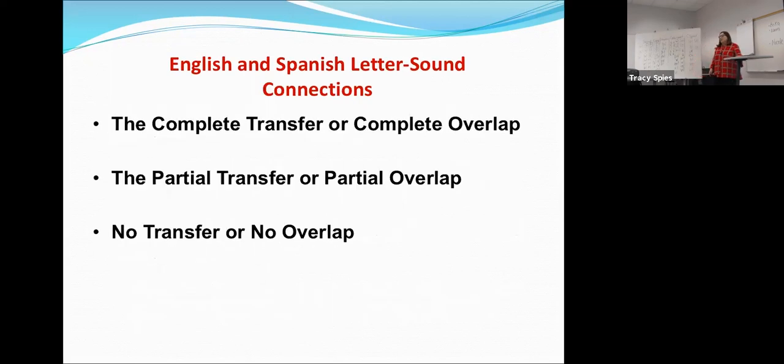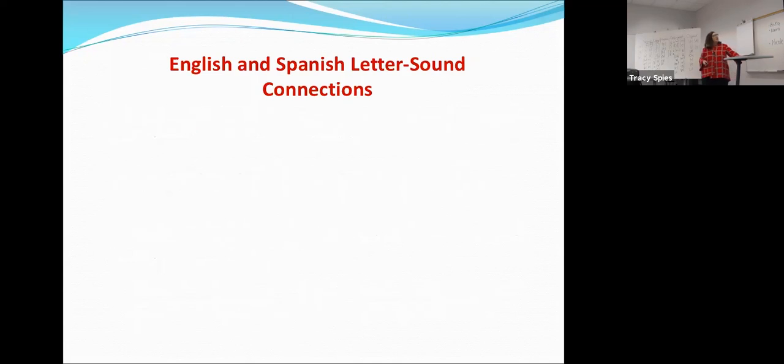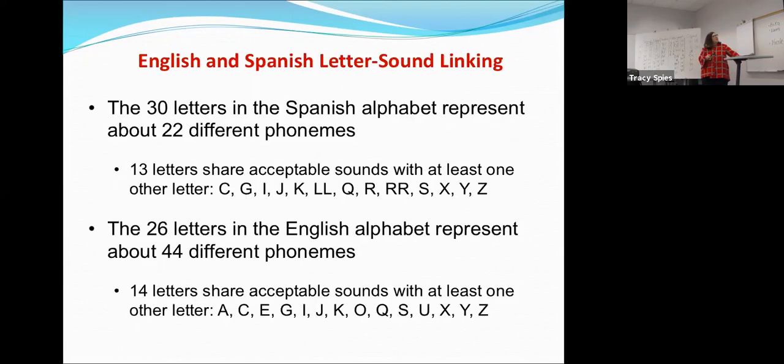So now I want to teach you about the complete transfer, the partial transfer, the no transfer. So I want to capitalize upon what the kids know and about what they don't know, all right?